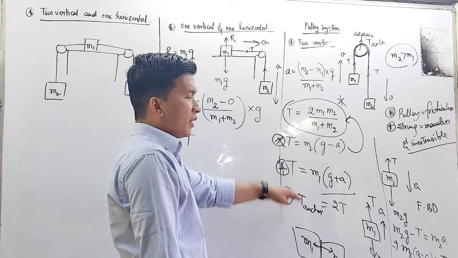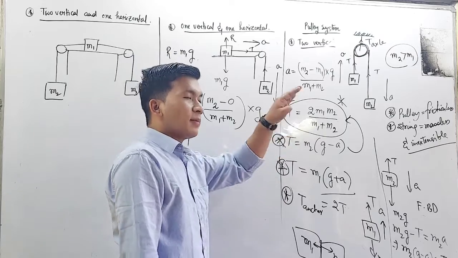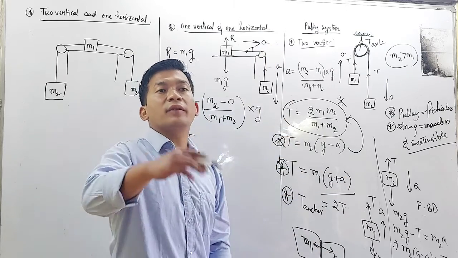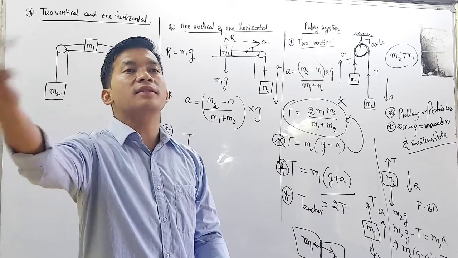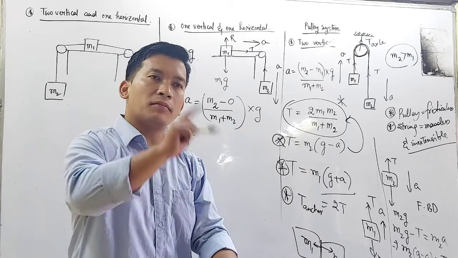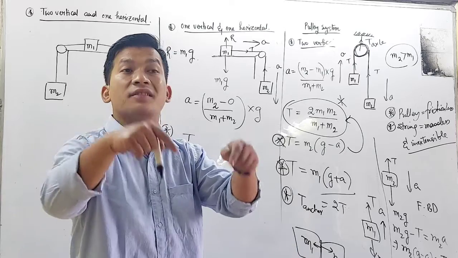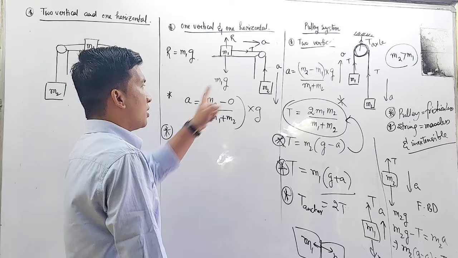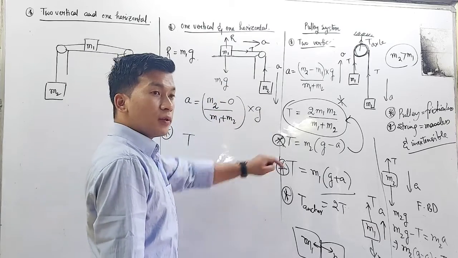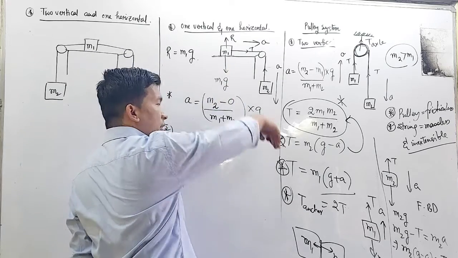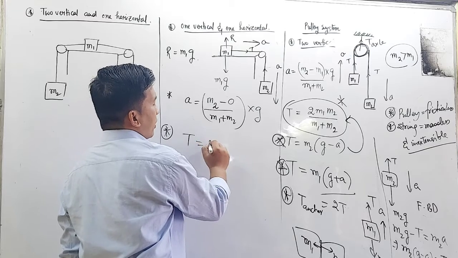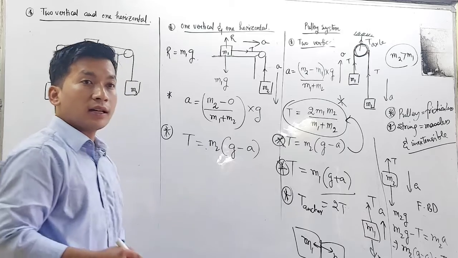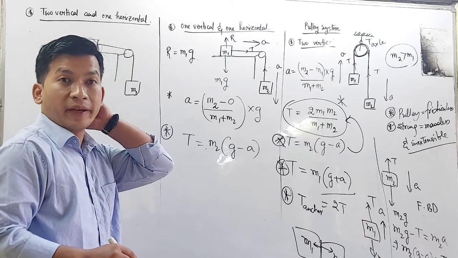For the ascending mass, it is mass into g plus a. For the descending mass, it is mass into g minus a. Then this is relatively easy. Your M2 is descending, so here the tension is M2 into g minus a. Finish. Understand?